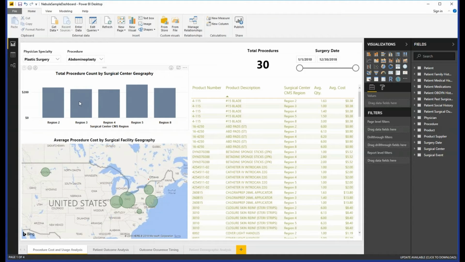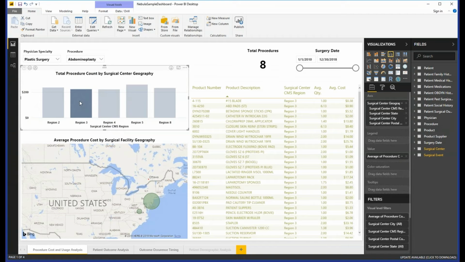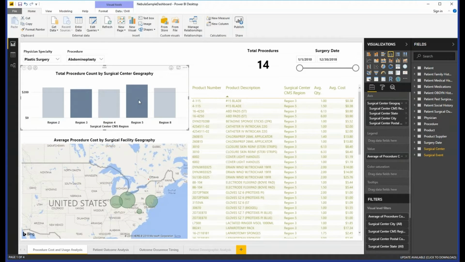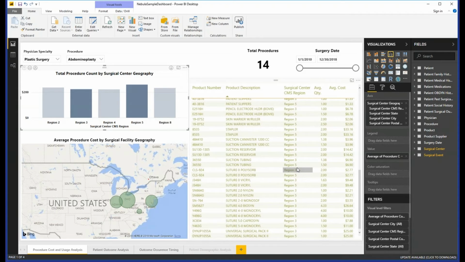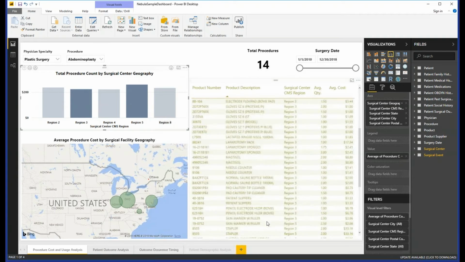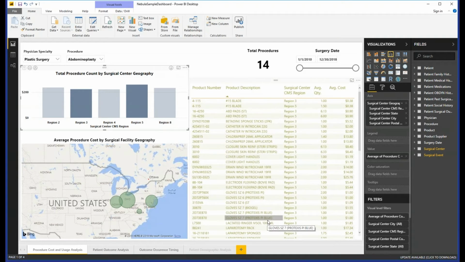Now, I can take it further and say, I wonder why there's such a difference between what they're paying in region 3 and region 5. And I actually will come up with a list by region of the supplies they use and the average cost that they're paying for them. So if I take a peek at this, I can see that, for example, Monosoft, they're paying $2 in region 5 and they're only paying $1 in region 3. So you can start to see where some of these differences come in and understand where you're paying more, or basically which supplies are being used in which region.